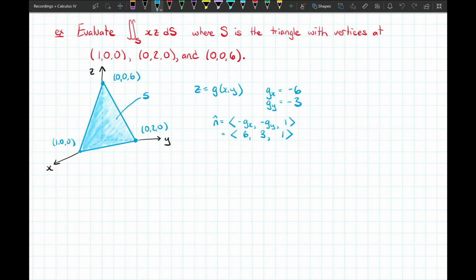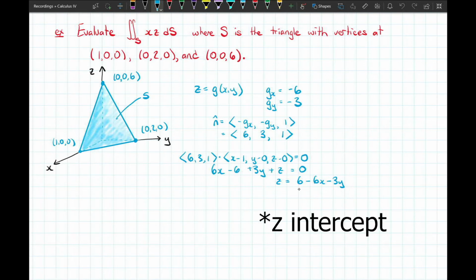And from there, we can find the equation of the plane by taking that normal vector dot product with x minus x naught, y minus y naught, and z minus z naught. And here I'm just using the point 1, 0, 0. That gives us the equation z equals 6 minus 6x minus 3y. But you may have been able to get right to this equation even just by knowing that it must be a linear equation in x and y. It must have an x-intercept of 6. And you can see those partial derivatives right there, negative 6 and negative 3. You might have been able to jump right to that.